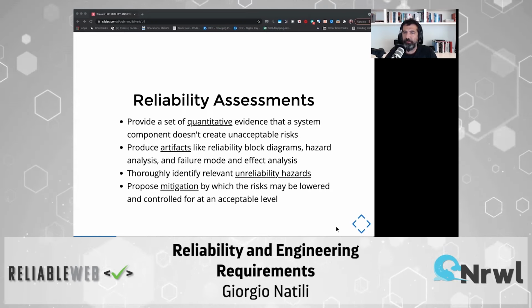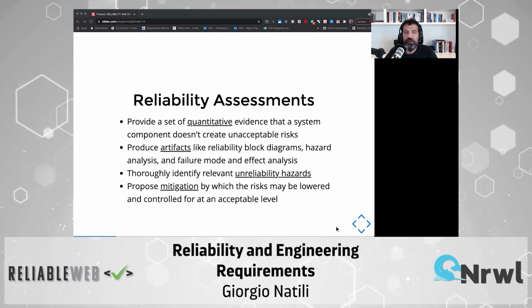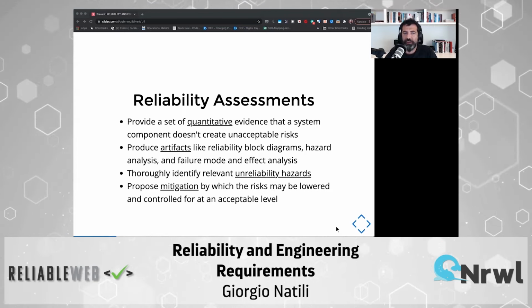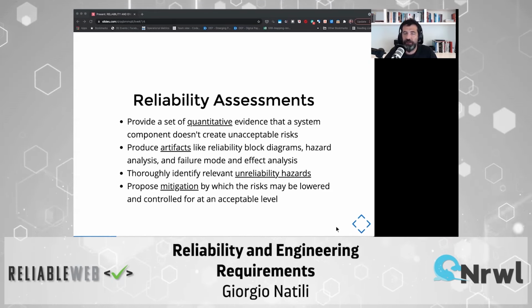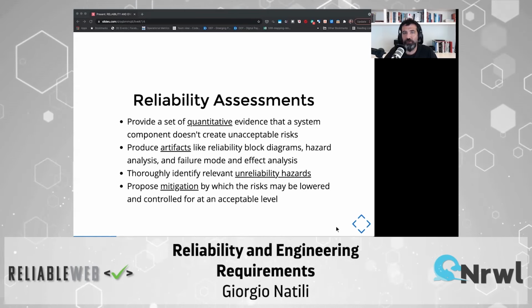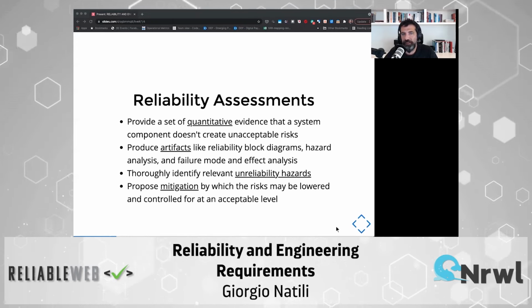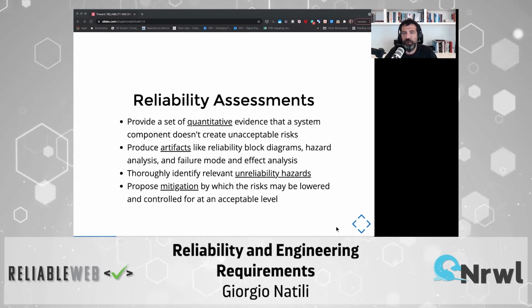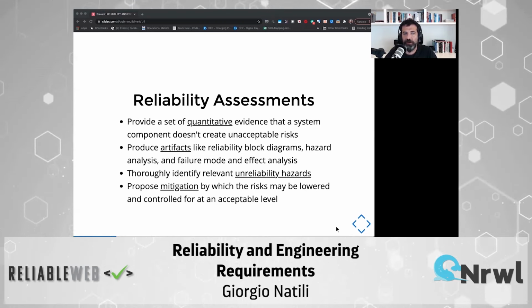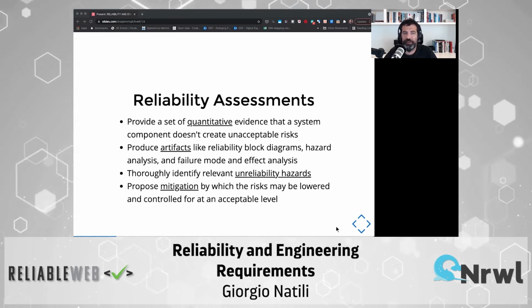During the assessment of the reliability of a system, you produce artifacts. These artifacts are reliability block diagrams, hazard analysis, failure mode analysis, and effect analysis. For instance, what is the effect if the system goes down on the overall systems that you manage or that your company owns? What about if it's only a service? It's still a system, right? And if it's still a system, what is the effect if this system goes down? What are the recovery or retry strategies of the other components? These are the kind of artifacts that you produce during the reliability allocation and reliability assessment phase.